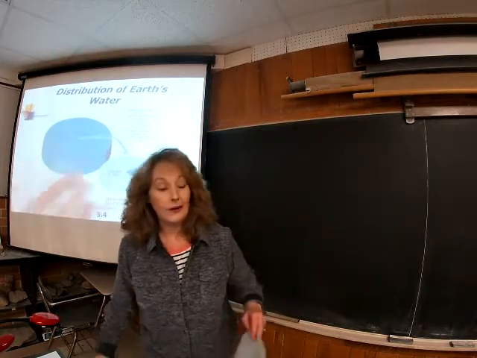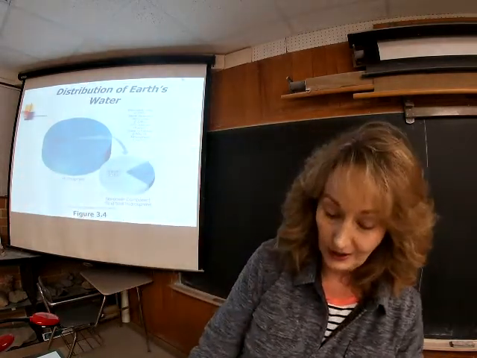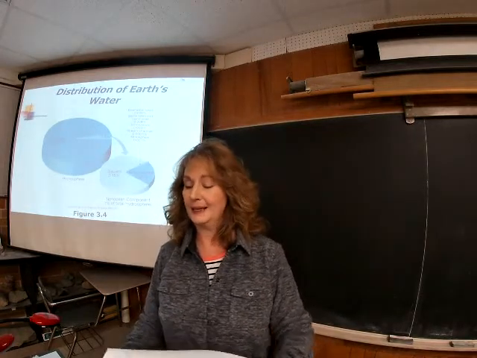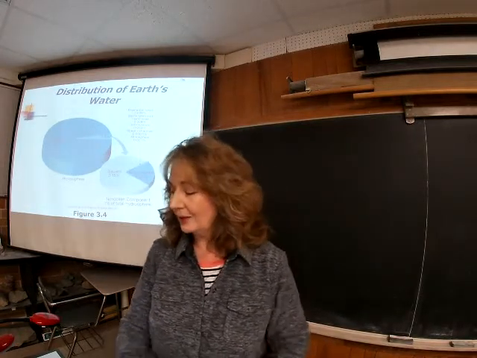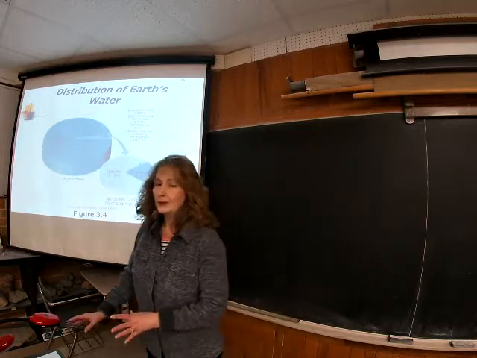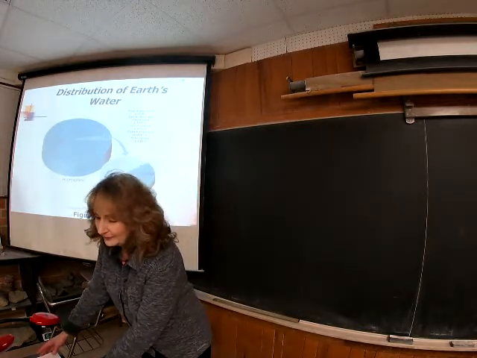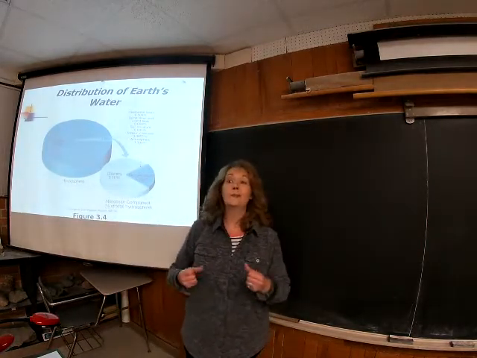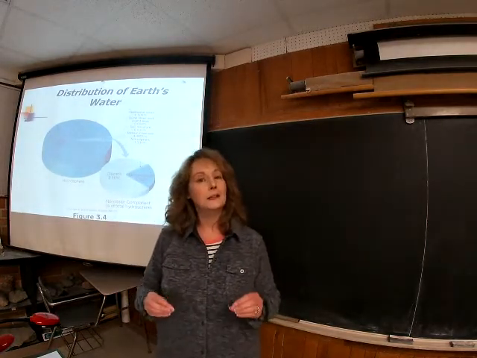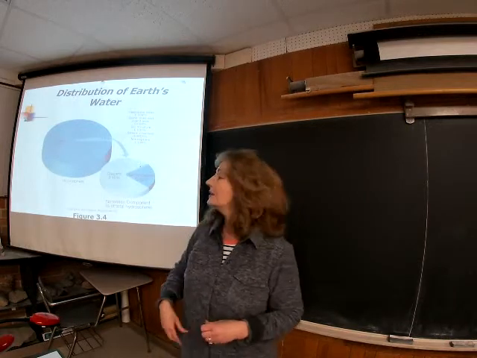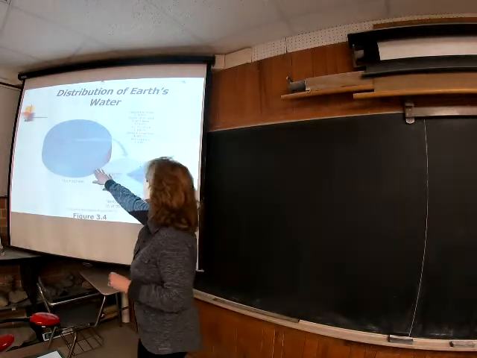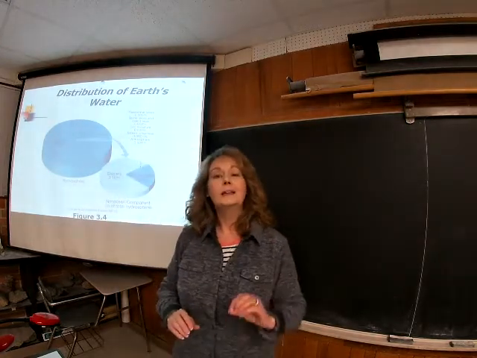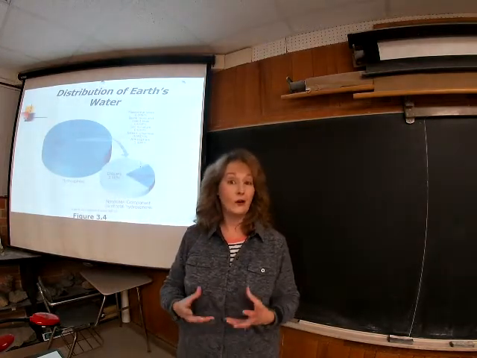Distribution of Earth's water. It's not equally distributed across the planet. Let's take a look at this. I think we learned in the introductory chapter that the majority of all the water on the planet is in the ocean. If we were talking about 100%, 97% of all the water is in the ocean.